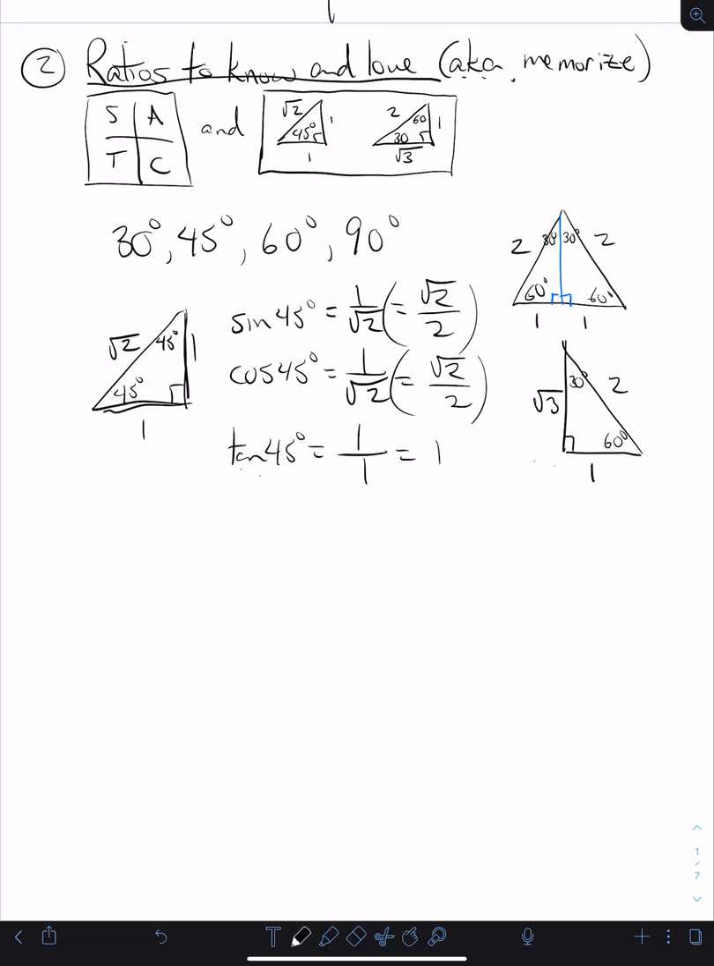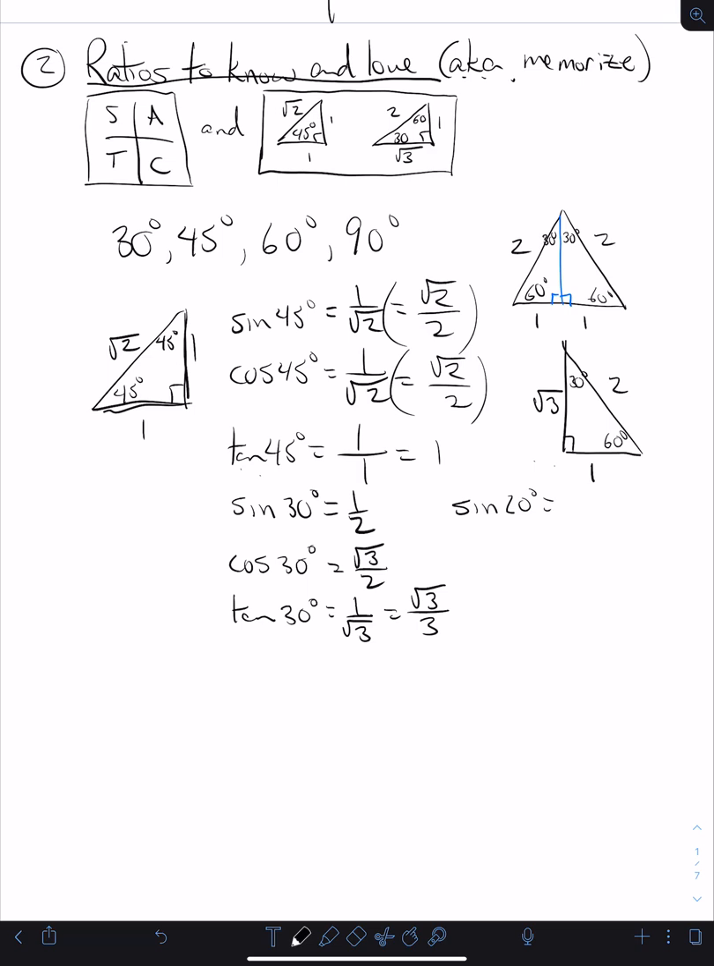So what are they for the sine? So if I start asking you sine of 30 degrees, what's that going to be? I just look at that triangle. Sine of 30 degrees is opposite over hypotenuse, so 1 over 2. The cosine of 30 degrees will be adjacent over hypotenuse. The tangent of 30 degrees is equal to opposite over adjacent. Ta-da!